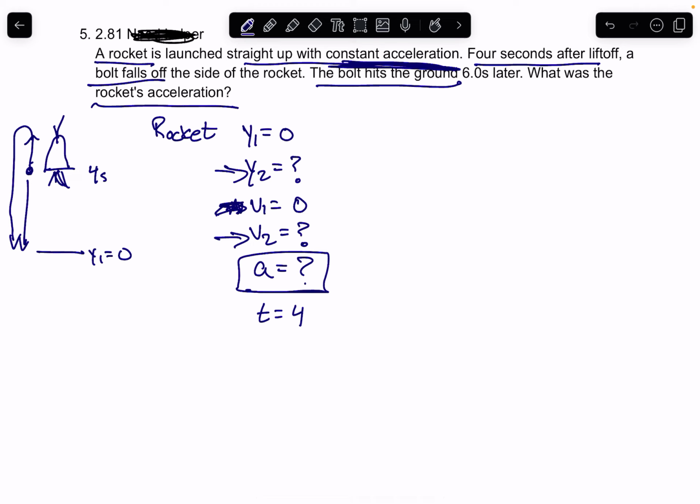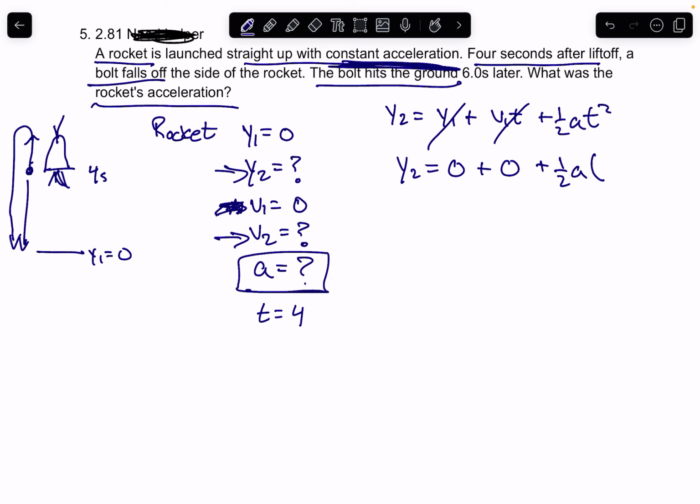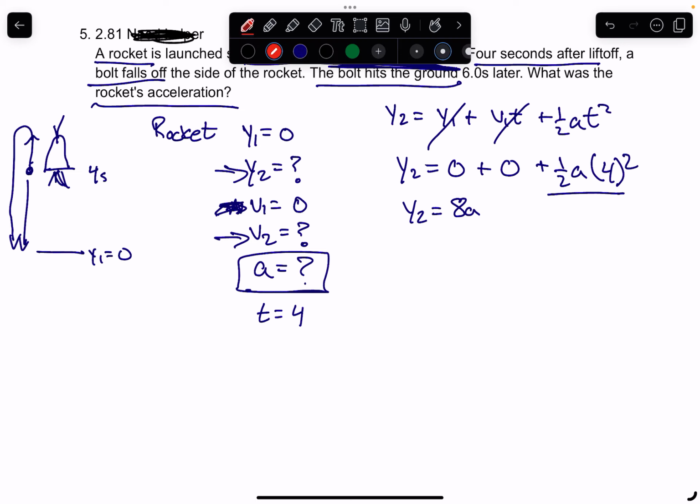So for the rocket, I can say y2 equals y1 plus v1t plus 1/2 at squared. Now I'm going to plug in what I know. y1 is 0, plus 0, because v1 is 0, so these two just drop off. So it's plus 1/2 times a times t, and t is 4 squared. 4 squared is 16, 16 divided by 2 is 8. So y2 is equal to 8a. I'm going to leave it with the a there.